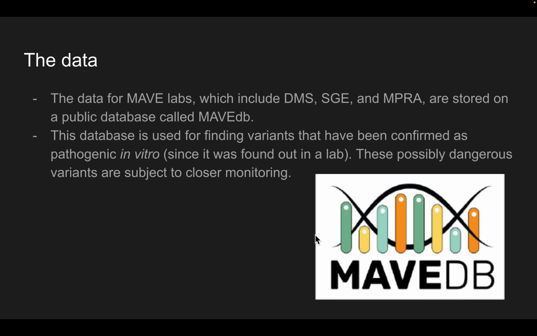And all of this also creates data. Data from MAVE labs, which includes DMS, SGE, and MPRA, are stored on a publicly available database called MAVEDB, which basically stores the effects of all these tests. It's used for finding the variants that possibly have been confirmed pathogenic in vitro in the labs by the MAVE test, and these possibly dangerous variants are subject to closer monitoring to see what they do.